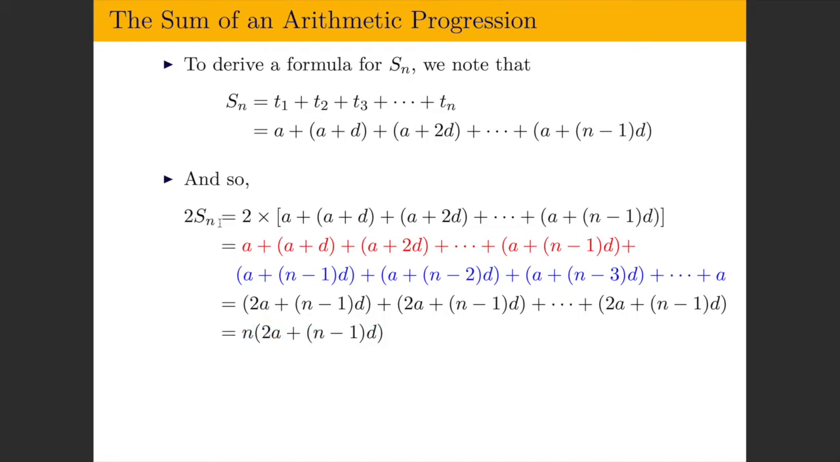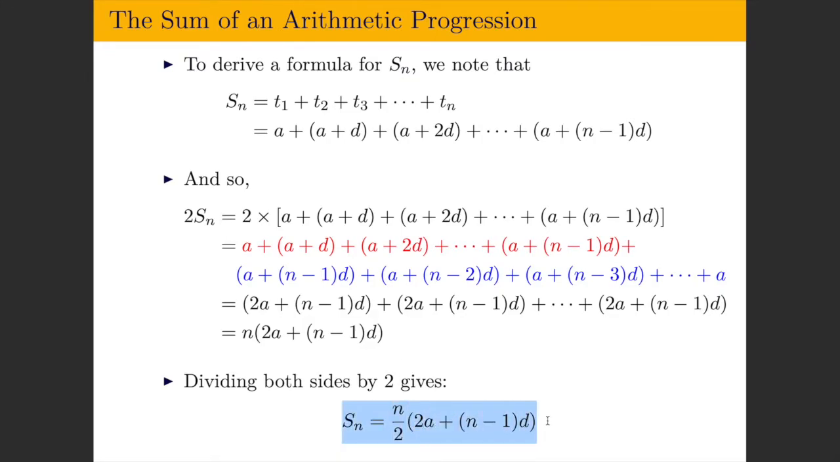Now that gives 2Sn, so of course this means that Sn is in fact that expression but divided by 2. So here all I've taken is n over 2 by moving this 2 to the other side of the equation.